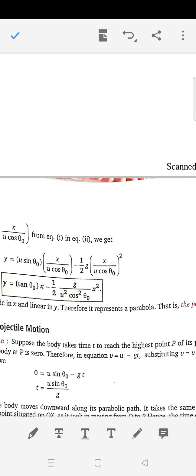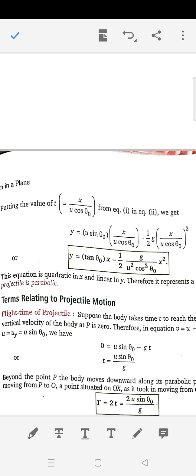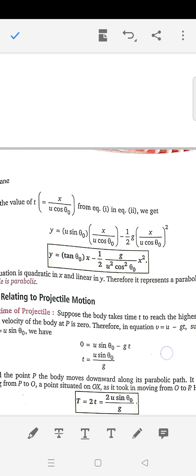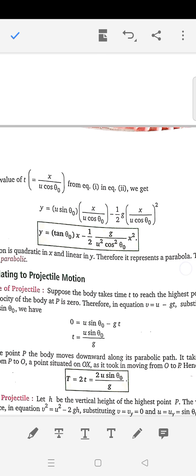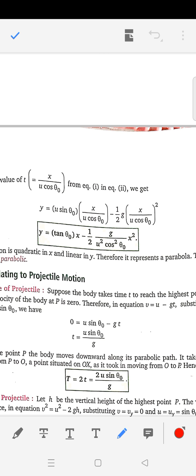So t equals x by u cos theta, and from here, doing the substitution, we get the formula for y, the displacement of the particle along the y-axis. This relation between y and x, of the form y equal to ax minus bx square, tells us that the path of the projectile is a parabola.